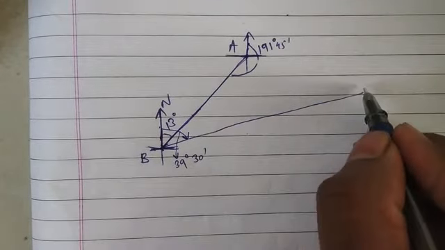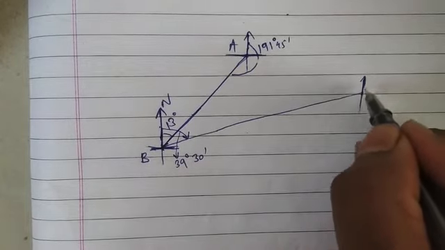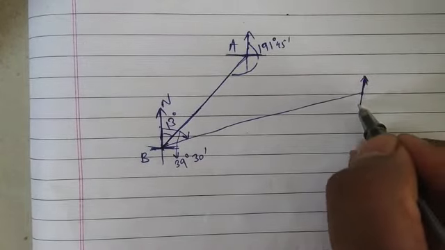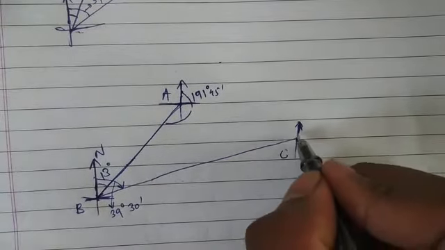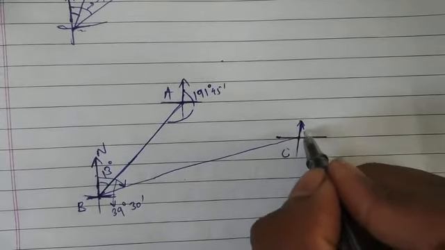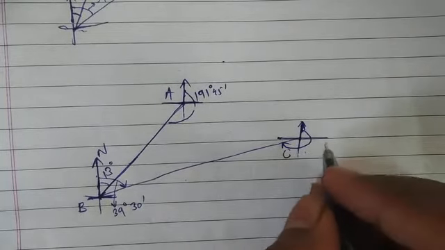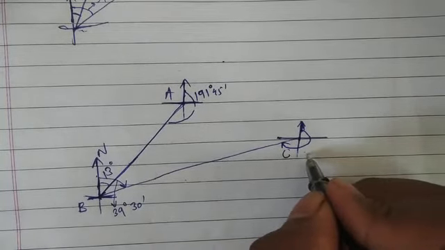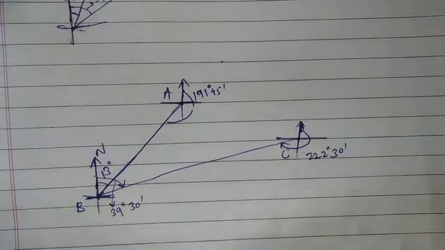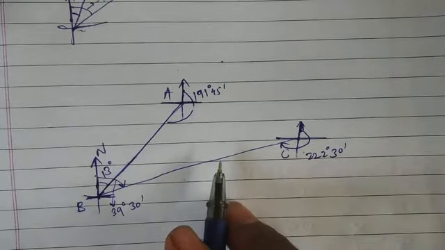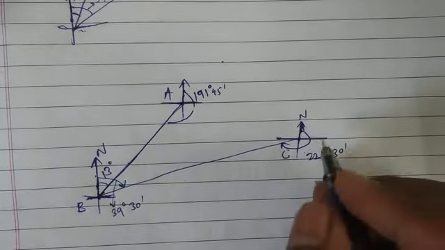Then the back bearing of the same line, again with respect to north, will be at point C. It is given, so I'll write its value here: 222 degree 30 minutes. Because it is 222 degree 30 minutes, it will be in the third quadrant, again with respect to north.